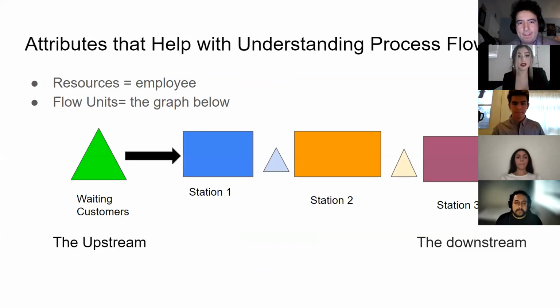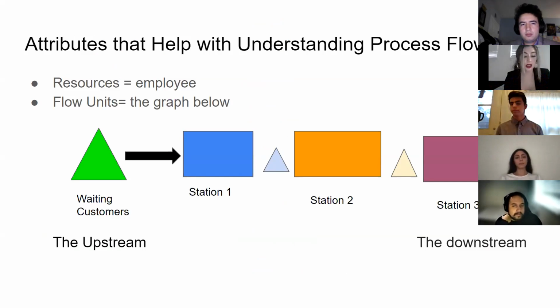Next slide. So, attributes that help with understanding the process flow. Right off the bat, we're taking a look at the actual process flow diagram. The triangle, the green one right there, is the waiting customer. Then they're going to move to station 1, which is when they greet the first employee, and the employee asks what they want for the bread, what they want for the cheese, and other things like that. Station 2 could be going to the dessert. If the customer wants dessert, they can ask that one employee, and the last station would be paying, getting them all checked out.